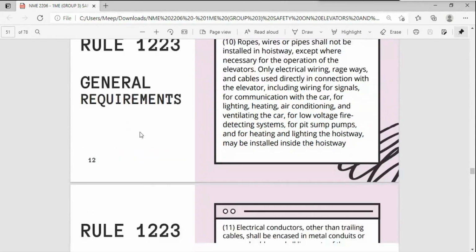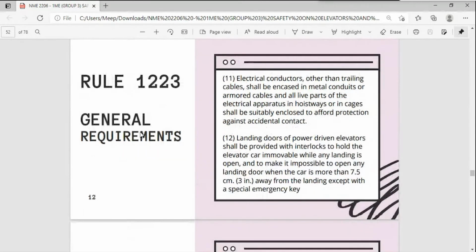So next, landing doors of power-driven elevators shall be provided with interlocks to hold the elevator car immovable while any landing is open, and to make it impossible to open any landing door when the car is more than 7.5 centimeters away from the landing except with a special emergency key. So once naka-open yung landing door sa isang floor, hindi gagalaw yung elevator car, to prevent na rin na magbukas yung ibang landing doors para maiwasan yung accidents.